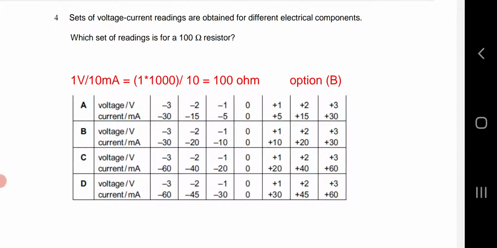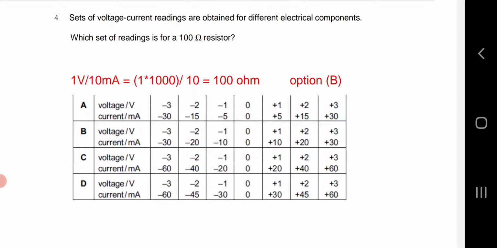Question number 4. Sets of voltage current readings are obtained for different electrical components. Which set of readings is for a 100 ohm resistor? The correct option is option B. In option B, if you take any data set, then the outcome will be 100 ohm. For example, voltage is plus 1 volt in option B and current in milliampere is plus 10 milliampere.